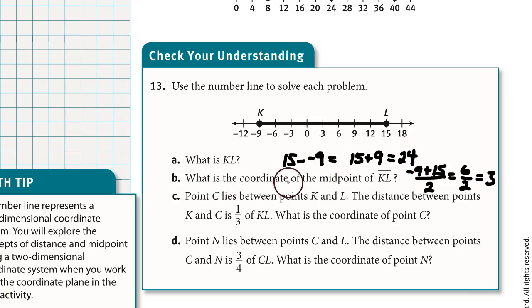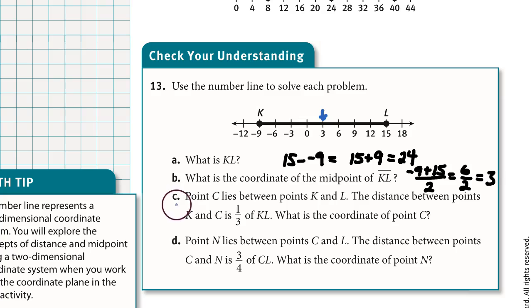Question B, what is the coordinate of the midpoint of segment KL? This is at -9, this is at +15. To find the middle, average those two numbers. -9 plus 15 and divide by 2. That answer turns out to be 3. So right there at 3 is the exact middle.